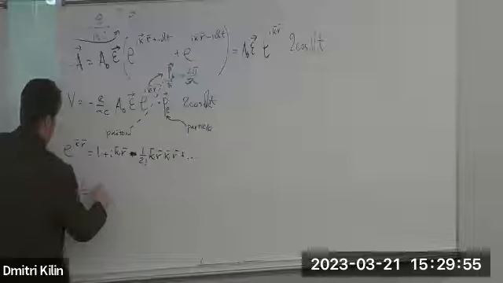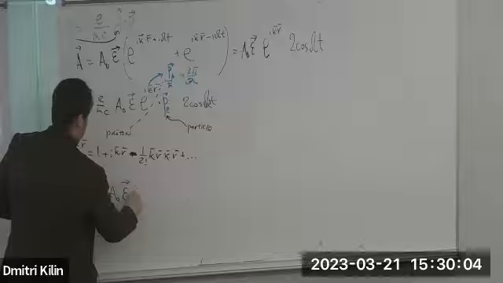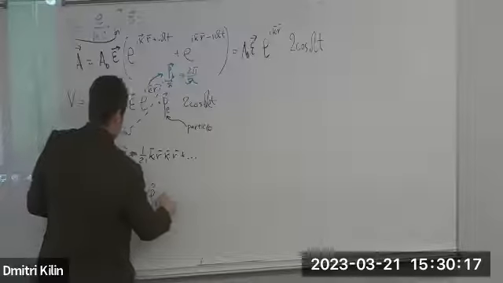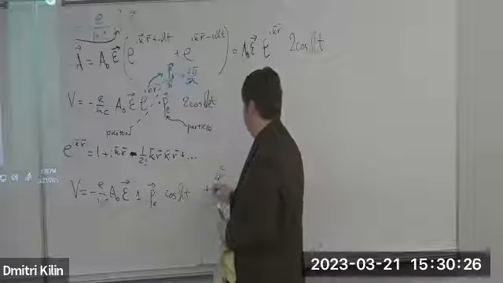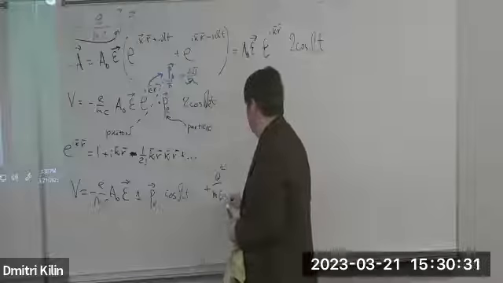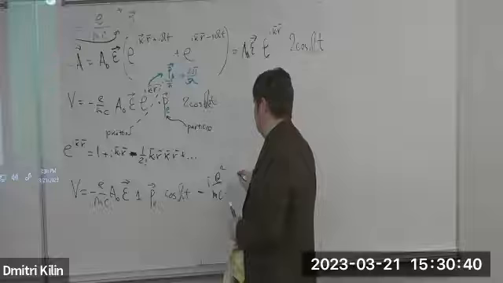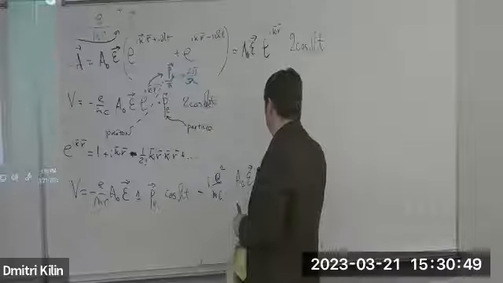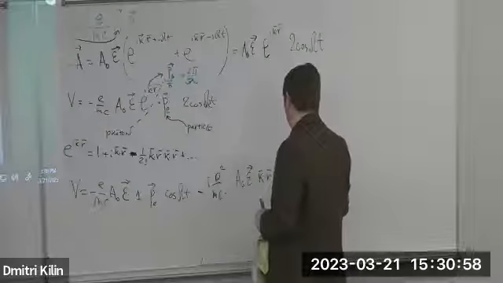So V equals minus e over mc, A naught, e polarization vector, times 1, times momentum of electron, times cosine omega t. And then the next term was e over mc times i, A naught, polarization vector, k dot r, times momentum of electron, cosine omega t.